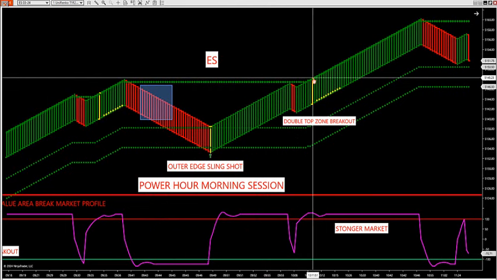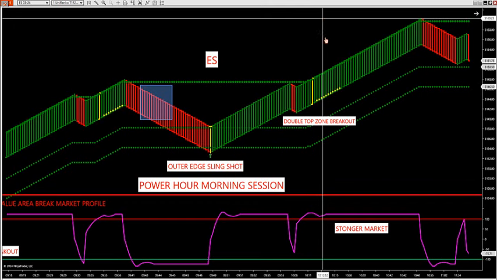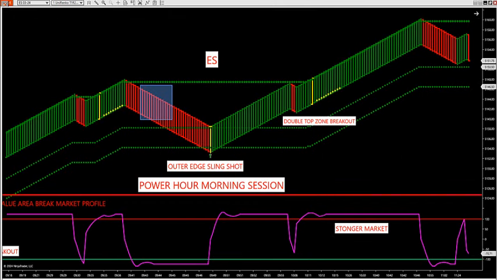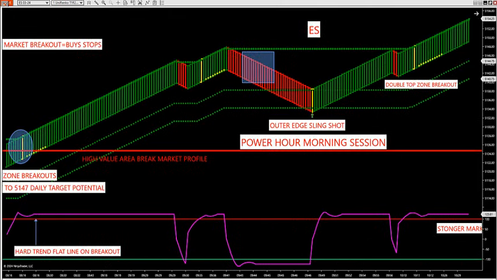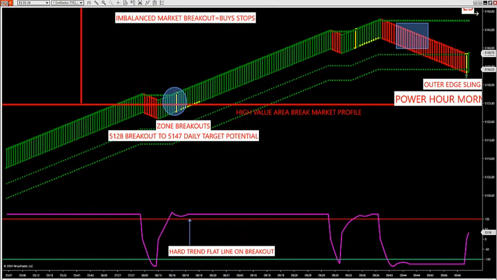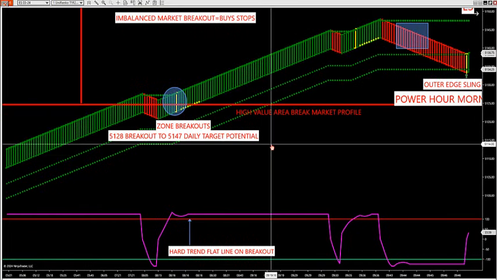We get a breakout in the room, a profile at 48.25, and it gets as high as 60 for a 12-point S&P run from our breakout. But before that, let's get into the breakout level.